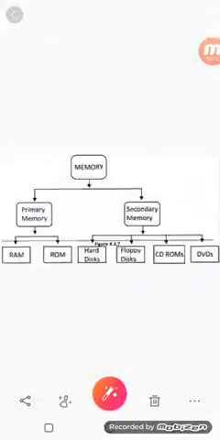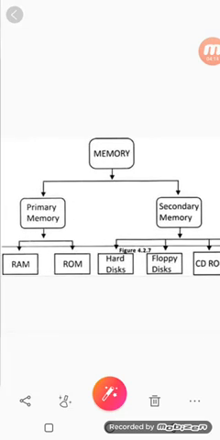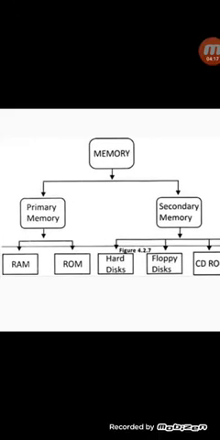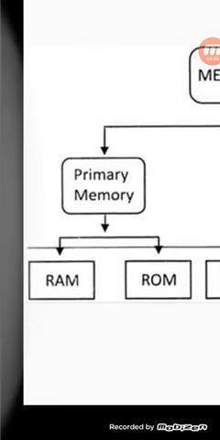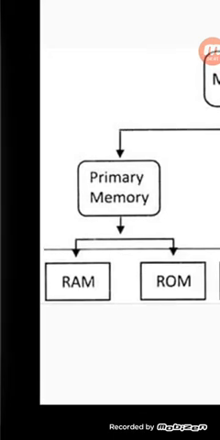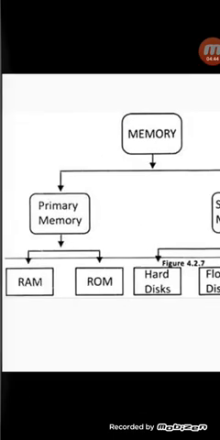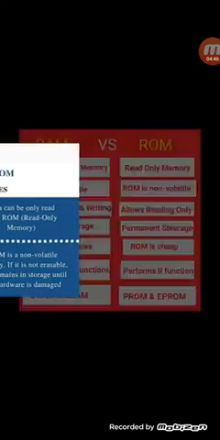Just see this. Memory is divided into two kinds: primary and secondary memory. In our primary memory there are two kinds of memory: first RAM and another ROM. Now what is this RAM and what is this ROM? Here are only two types of primary memory, RAM and ROM. So what is RAM? Let's study about it.